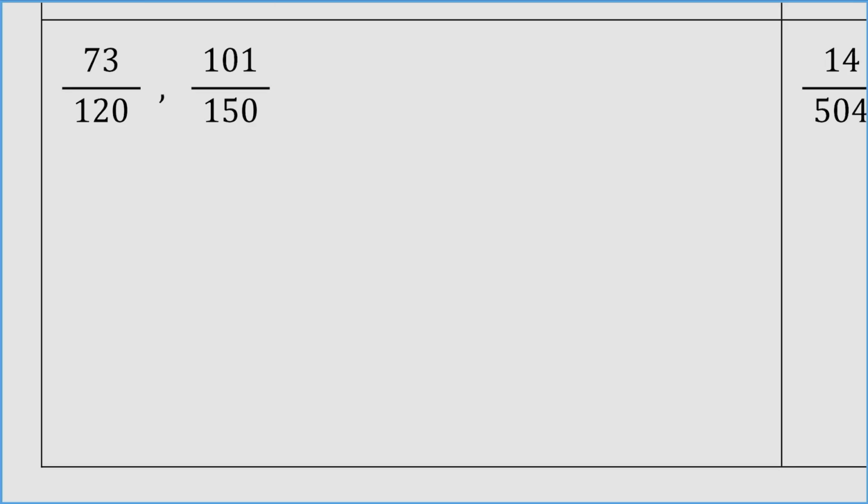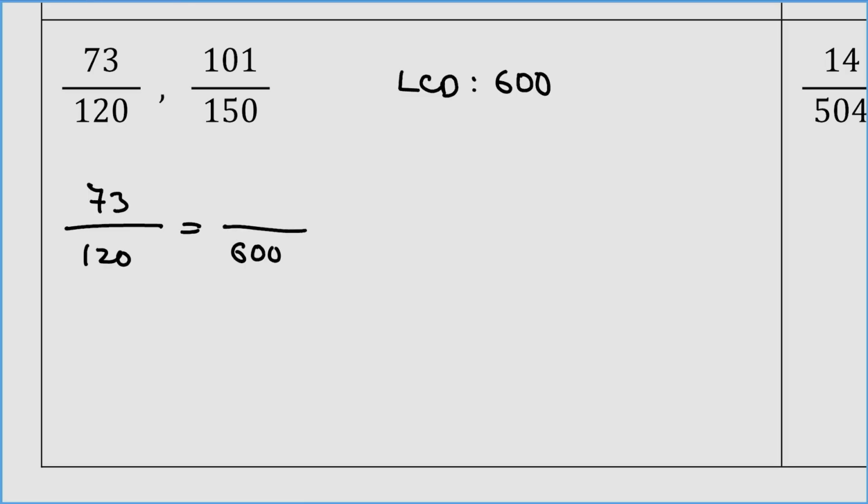The least common denominator for these two numbers, what was that? 300, 600, it was 600. So we changed 73 out of 120, so it's out of 600. Here, this is multiplication by 5, so times 5 here. All right, 73 times 5, I'm going calculator for this one. 73 times 5 is 365.